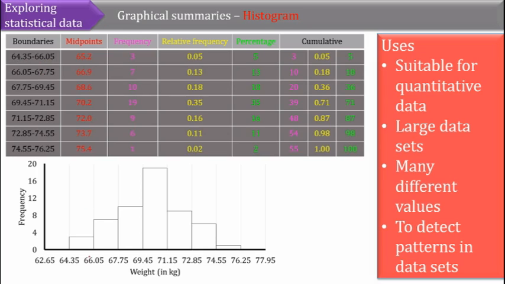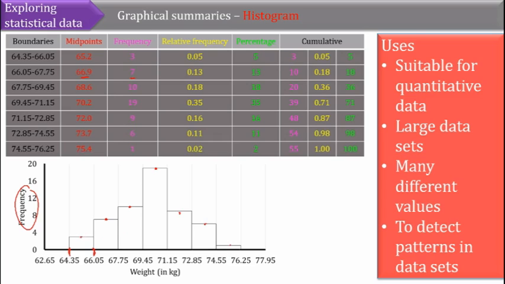Now if we take these midpoints and we indicate them on the histogram. Now remember, first class has a midpoint of 65.2. That's this class over here. The height of this will be the frequency for my graph over here. So the height of 66.9 will be at frequency 7, and I'll continue in that way.